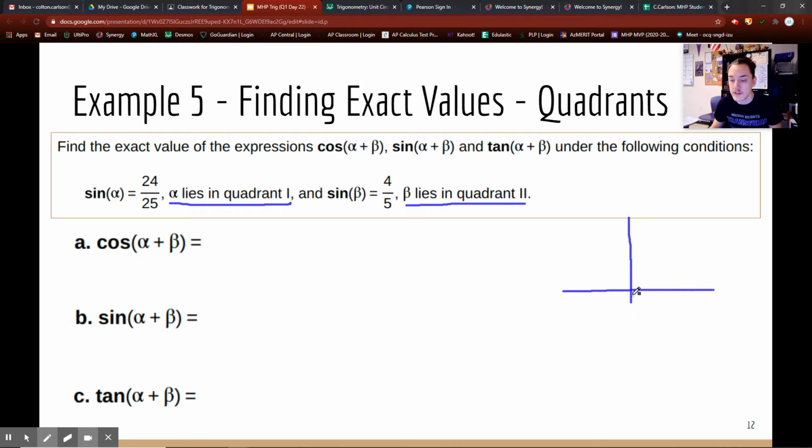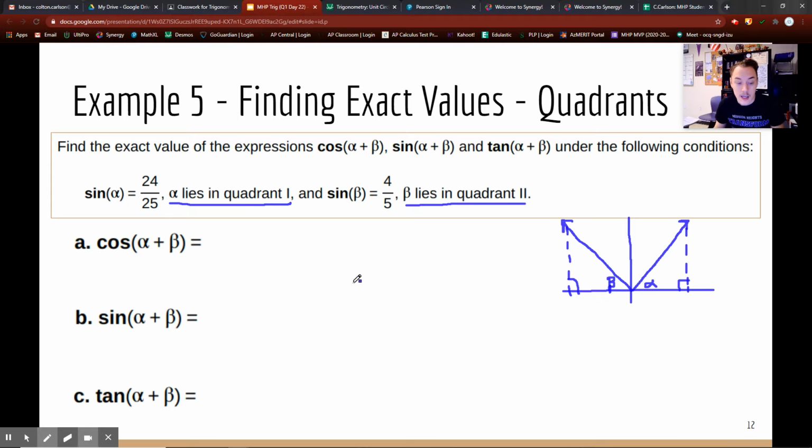So I'm going to write it out, and then I'm going to do my extending lines here. Does this look familiar? It should. You should be very familiar with this. Okay, do my little right angles. They say alpha lies in quadrant 1, so I'm going to write alpha. Beta lies in quadrant 2, so I'm going to write beta here. So far, so good? Yes?